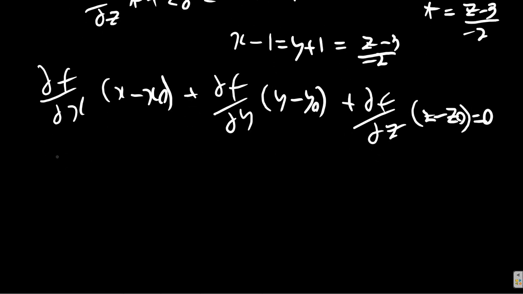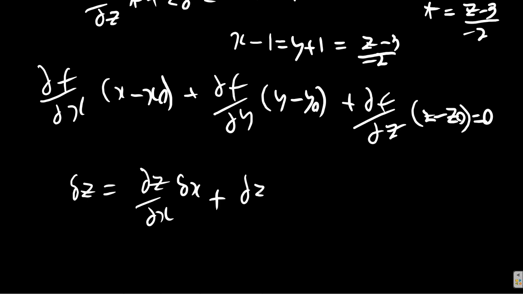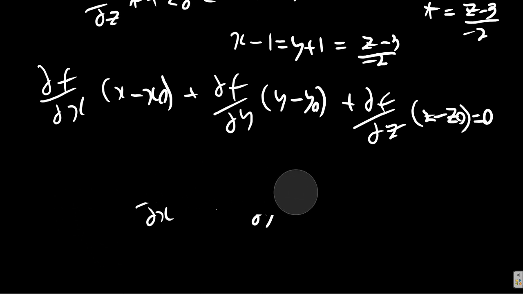And this would remind you of the formula where delta z, the small change in z, is delta z by delta x times a small change in x, plus delta z by delta y times a small change in y. Remember that? That change in x would be x minus x0. We have our delta f by delta x. So remember that formula. But anyway, let's continue with this as it is.